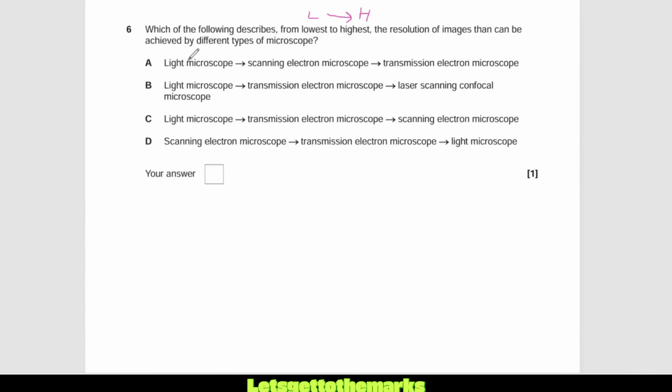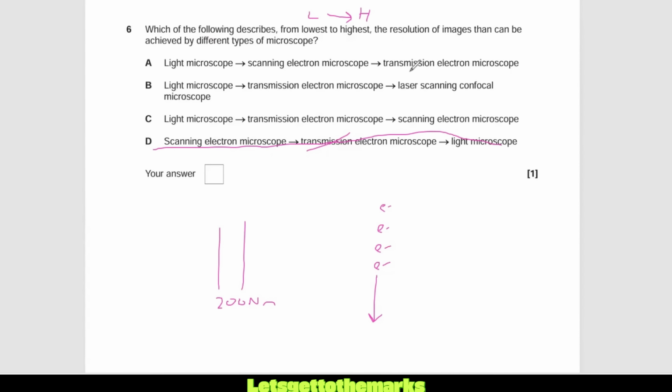Now, light microscopes have the lowest resolution of all because they are limited by the width of a beam of light, which is roughly 200 nanometers. I don't know how wide an electron is, but electron microscopes have a much higher resolution because they are limited by just the width of a single electron, which I guess is way smaller than 200 nanometers. So anything which doesn't start with a light microscope is wrong. So it's going to be A, B, or C. Now we go light microscope, then the scanning, then the transmission. I like that, and that's the correct order.